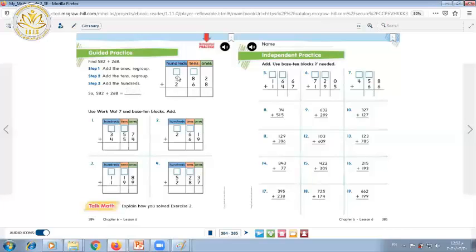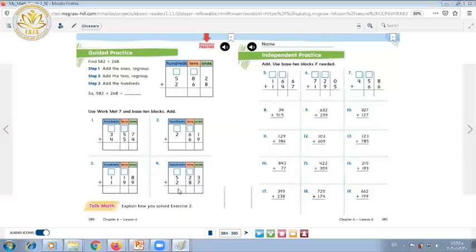So here I have a new 100. 1 plus 5 equals 6, and 6 plus 2 equals 8. That's right. So the sum I have is 850. Good job, guys. Now let's move to these ones. Let's do them by ourselves.